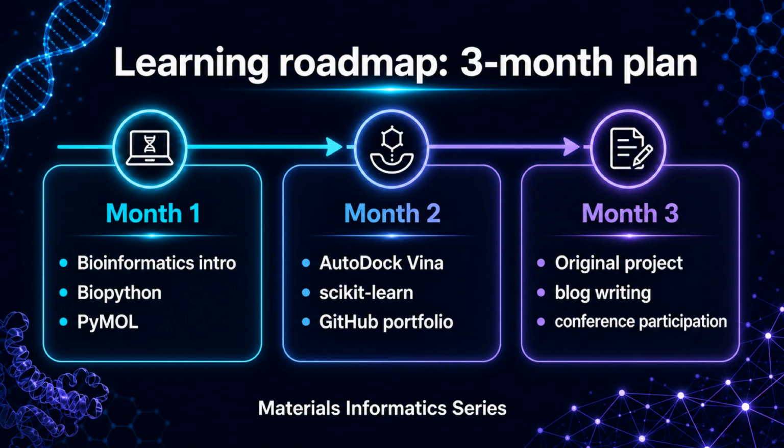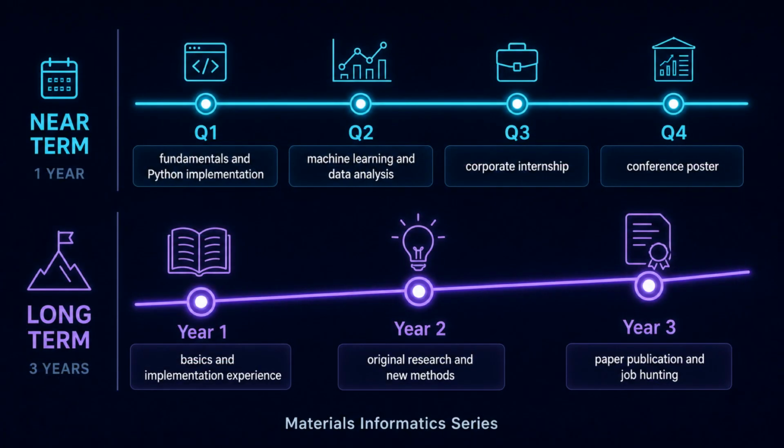conferences or study groups. For longer-term planning, in 1 year, spend Q1 on fundamentals and Python implementation, Q2 on machine learning and data analysis, Q3 on a corporate internship, and Q4 presenting a poster at a conference. Over 3 years, Year 1 builds basics and implementation experience, Year 2 develops original research and new methods, and Year 3 focuses on paper publication and job hunting.